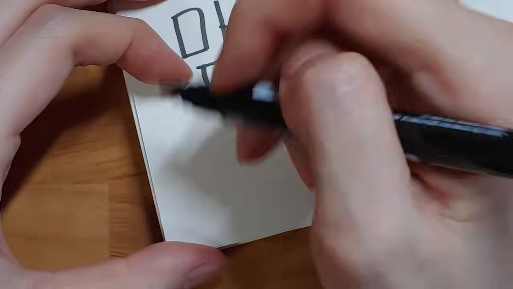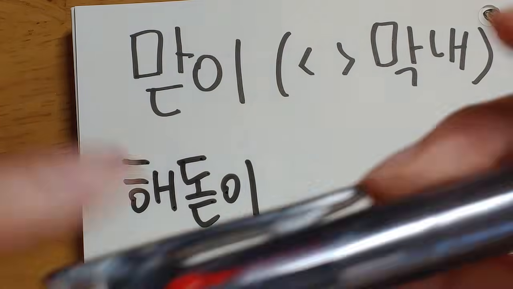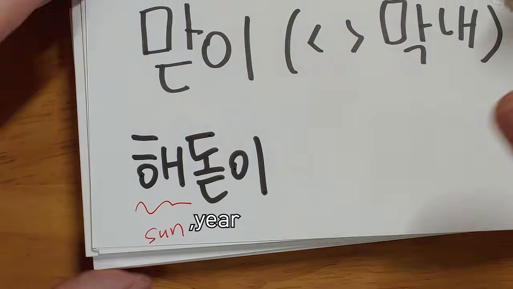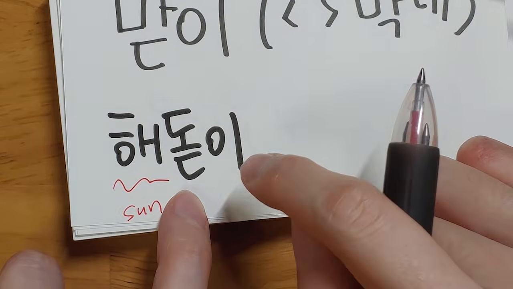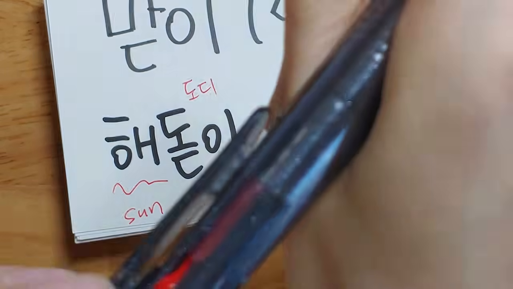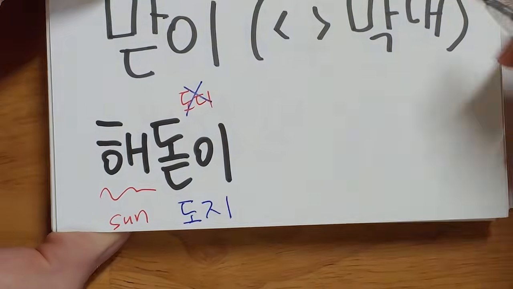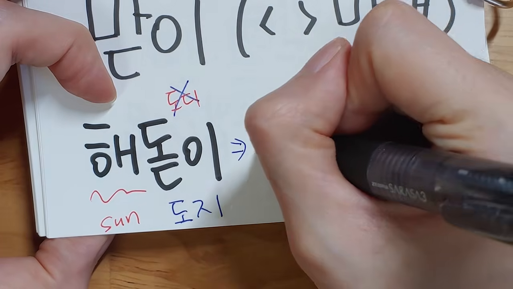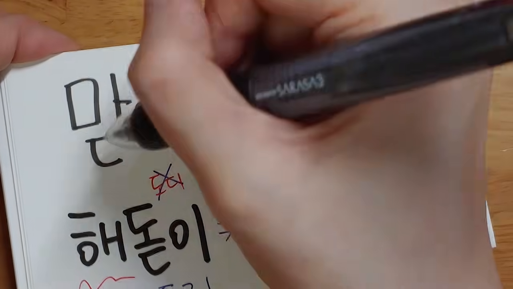But this word is an exception, and also I forgot to add, this word is another exception as well. So let's look at this word first. 해 means sun. It also means ear, but it means sun as well. And this one might seem like it should be pronounced 도디, right? But that is not true. The correct pronunciation is 해도지. 해돋이. This is also one of the irregular pronunciation rules, and this means sunrise.